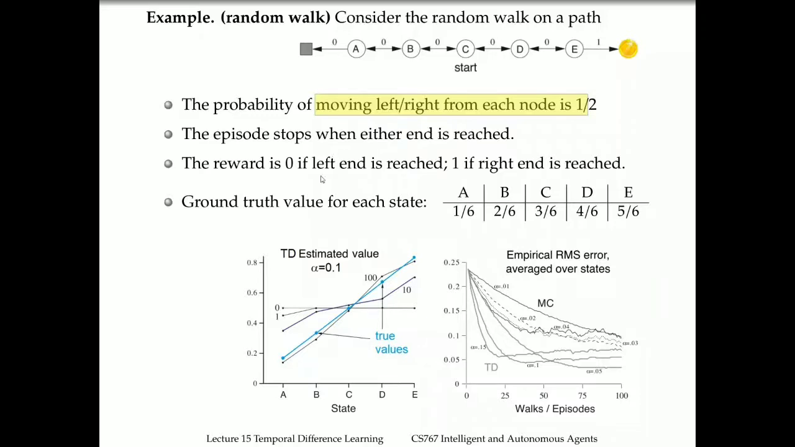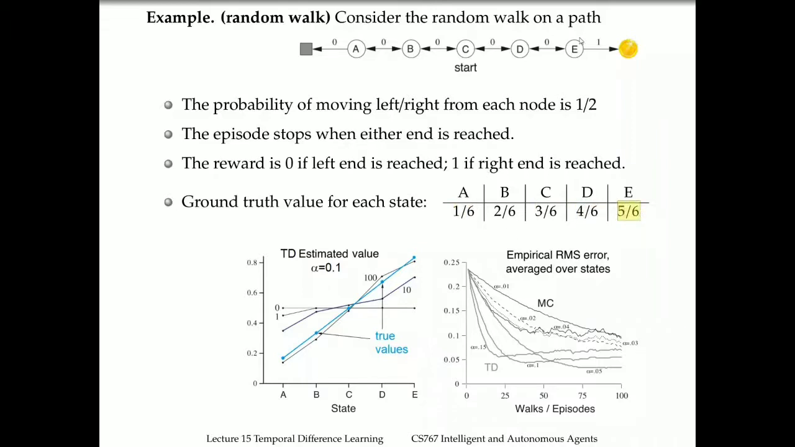And if you evaluate the probability of reaching the gold coin, you will be able to derive essentially a ground truth value for each state, because now we are not the agent. We are just looking like a god. We know exactly what the MDP is, so we can quite easily evaluate the expected return at each state, and this will give us 1/6, 2/6, 3/6, 4/6, and 5/6.